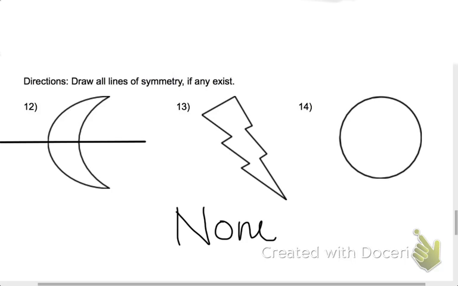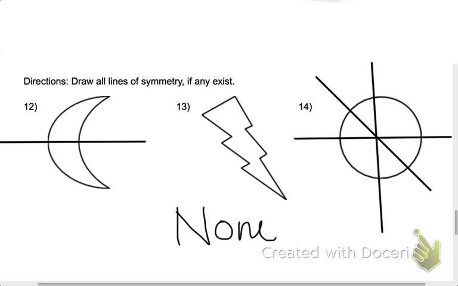14, the last one. Any ideas for this one? For a circle, we could draw it down the middle, going vertically. We could draw it horizontally. We could draw it diagonally. How many times do you think we could actually fold that? This one actually has an infinite number of lines of symmetry. We could draw infinitely many. We could just keep drawing them, and a circle will always have an infinite number of lines of symmetry.